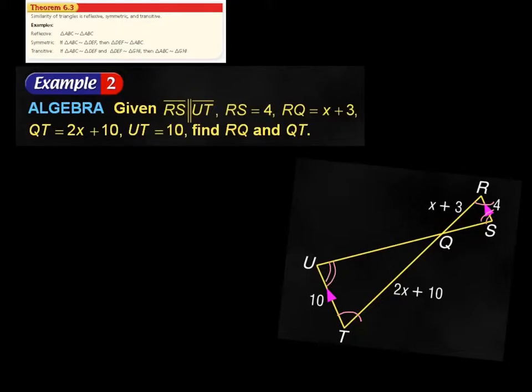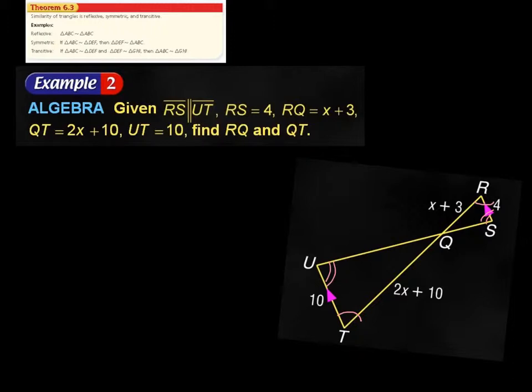And RS is 4, RQ is x plus 3, QT is 2x plus 10, and UT is 10. They asked us to find the lengths of RQ and QT. Well, because of angle, we just showed that the triangles are similar. Let's write that out in order.